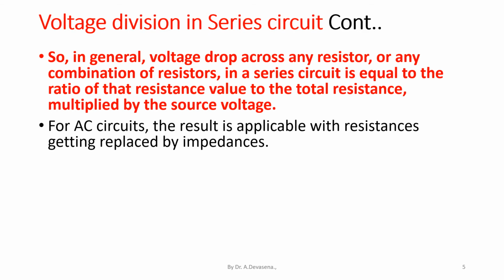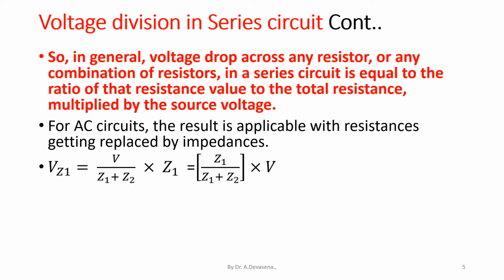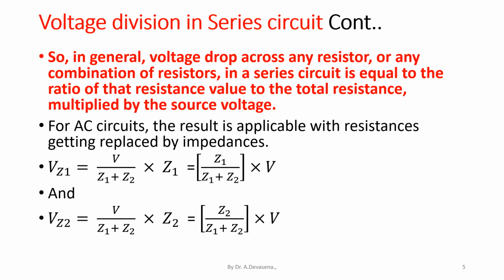For AC circuits, the result is applicable with resistance replaced by impedances. That is, V suffix Z1 is equal to V divided by Z1 plus Z2 into Z1. That is equal to Z1 divided by Z1 plus Z2 into V. Similarly, V suffix Z2 is equal to capital V divided by Z1 plus Z2 into Z2. That is Z2 divided by Z1 plus Z2 into capital V.